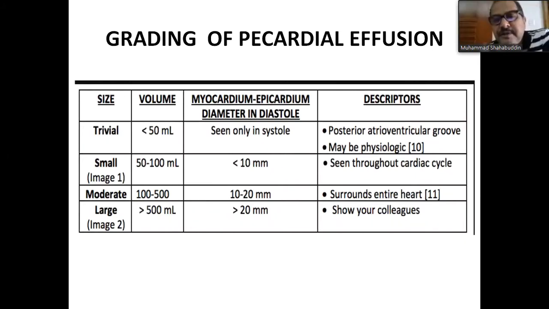The description is of the posterior atrioventricular groove, and it may be physiological in the case of trivial pericardial effusion, because up to 15 to 50 ml is the normal fluid present in the potential space between the visceral and parietal pericardium. A small effusion, less than 10 millimeters, is seen throughout the cardiac cycle, present in both systole and diastole. A moderate effusion appears to almost surround the heart. And a large effusion, more than 20 millimeters, is obvious.